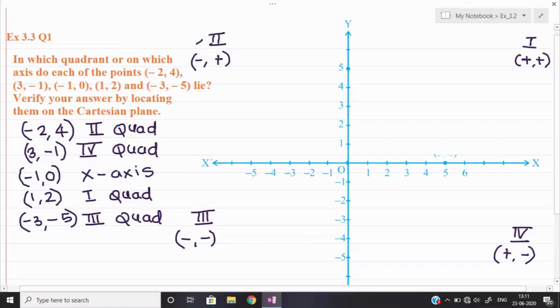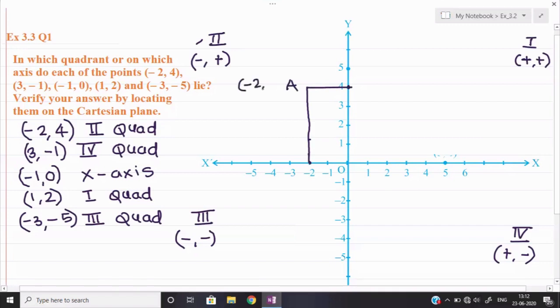So look at the first point, minus 2 comma 4. First you see the x value given here is minus 2. So reach first of all at minus 2. Okay, this is your minus 2. Then the second value is 4. So reach at 4. And from these two values you draw one vertical and one horizontal line. Okay, this is one vertical line and then I will draw one horizontal line.